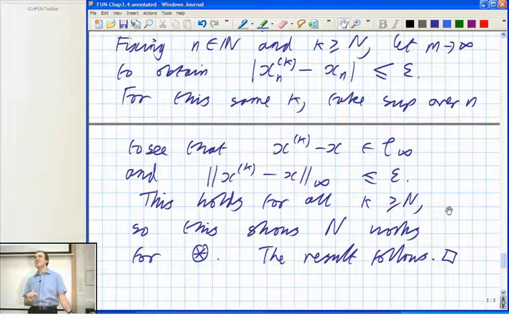Are there any questions about that proof? Now that we've fixed all the notation.